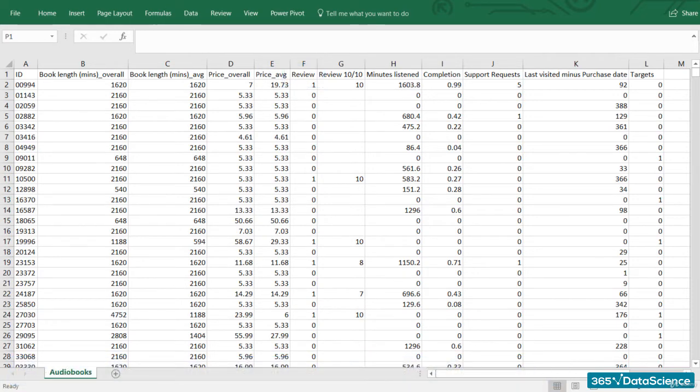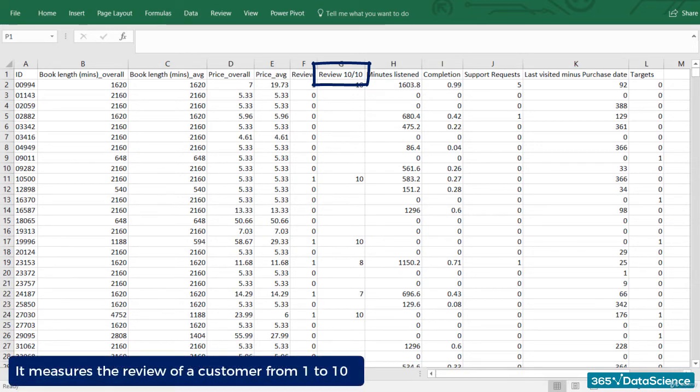Then we have review out of 10. This is a different variable. It measures the review of a customer on a scale from 1 to 10. Pay attention here, as we will show you the first pre-processing trick.